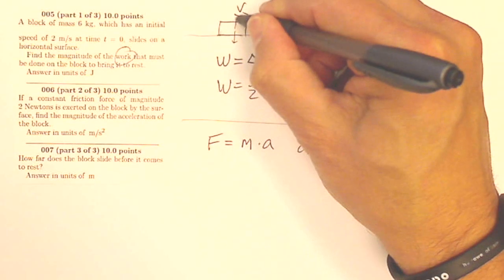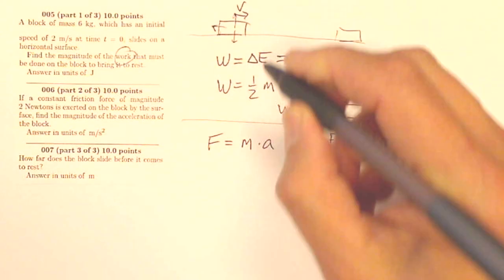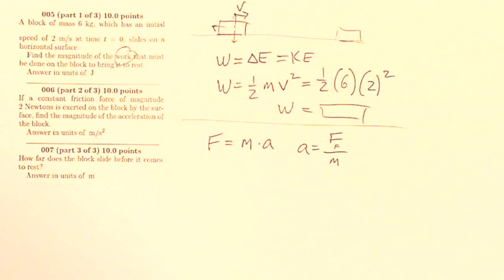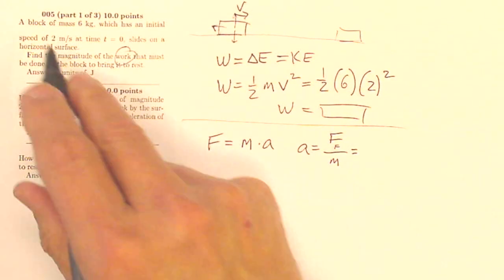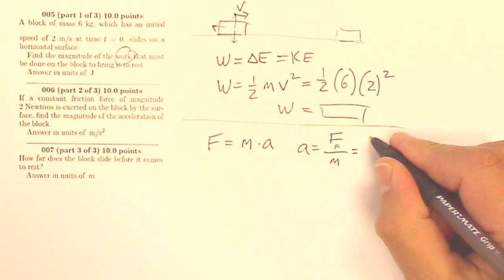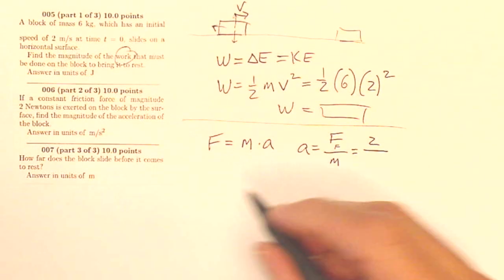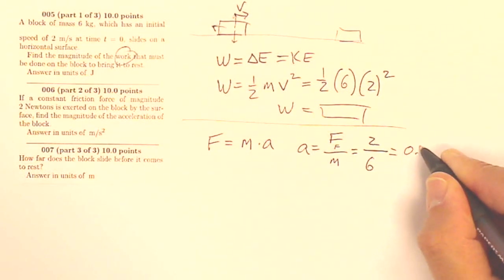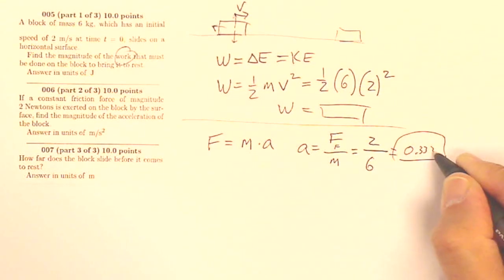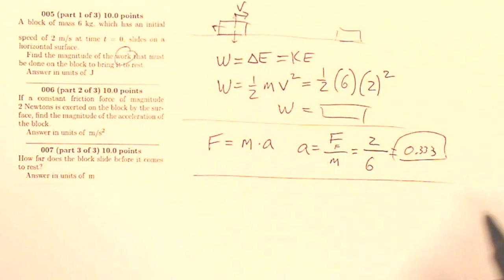Because I've got gravity down, normal force up, and friction back, nothing pushing forward. These two balance, and friction is my unbalanced force. So it's going to be my force of friction, which is 2 newtons, divided by my mass, which is 6 kilograms. So that's going to be, for me, 0.33, and so on.